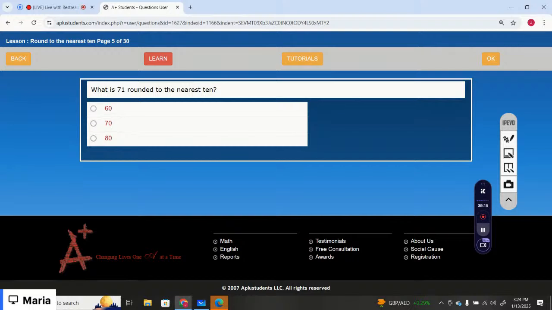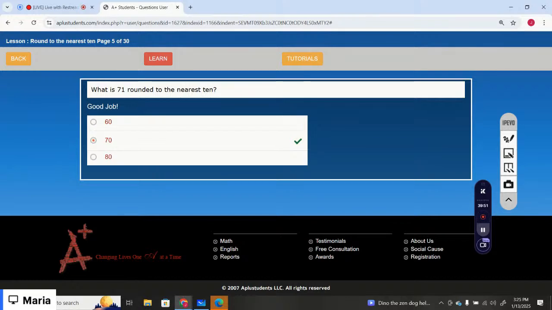What is 71 rounded to the nearest 10, which is the correct option? The correct option is 70. Option number two is the correct option.